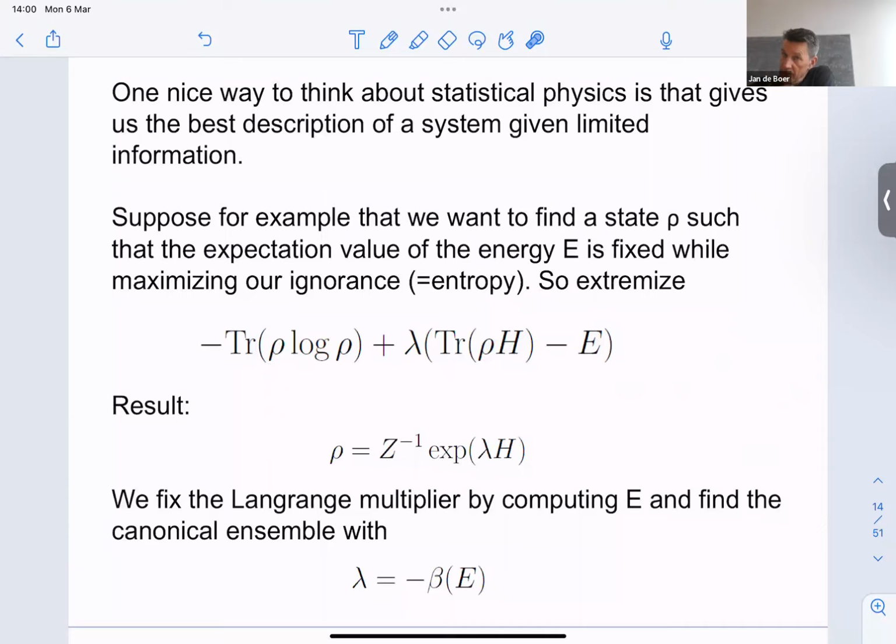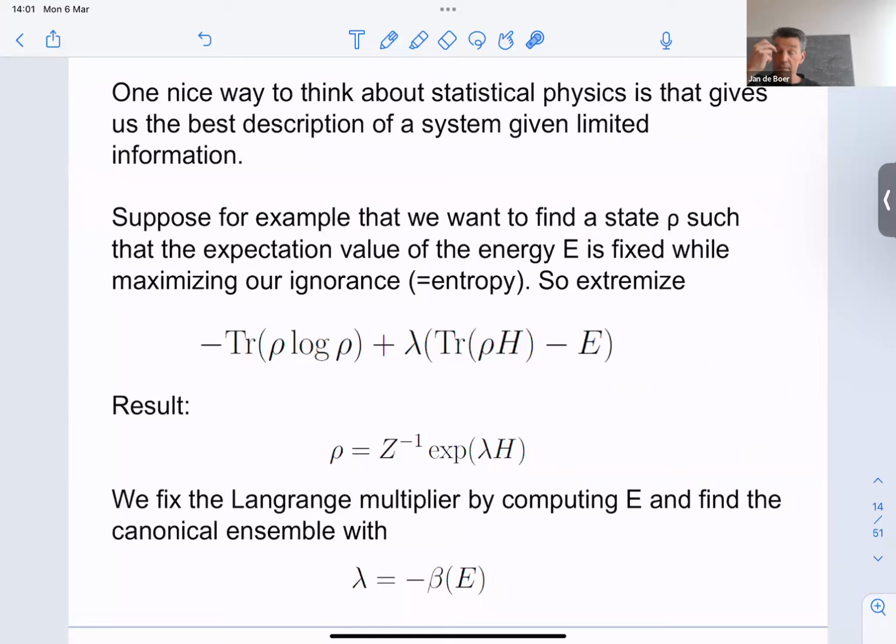And if you extremize this thing here, so you vary rho a bit and you solve the equation, then you find that rho is equal to some number times the exponent of lambda h. And then there's still an unknown parameter lambda here, which is the Lagrange multiplier, and that you need to then self-consistently fix so that the energy has the right value. And we know that in order for that to work, we need to choose lambda equals minus beta. So we find that if our input is some energy, out comes the canonical ensemble. That's the best description of a quantum mechanical system if the only thing you know is the energy of the system, because it's the thing that maximizes the entropy.